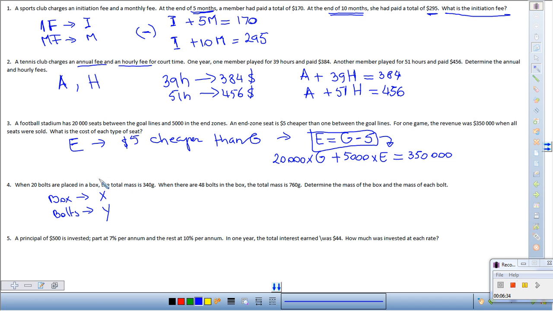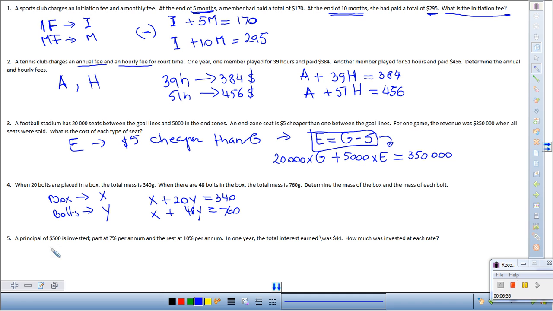Now I know that when I place 20 bolts in the box, so I have a box which is X plus 20 of those bolts, the mass is 340. When I place 48 bolts in the box, the mass is 760. Now you have your system of equations and you can choose one of the two methods to solve it.